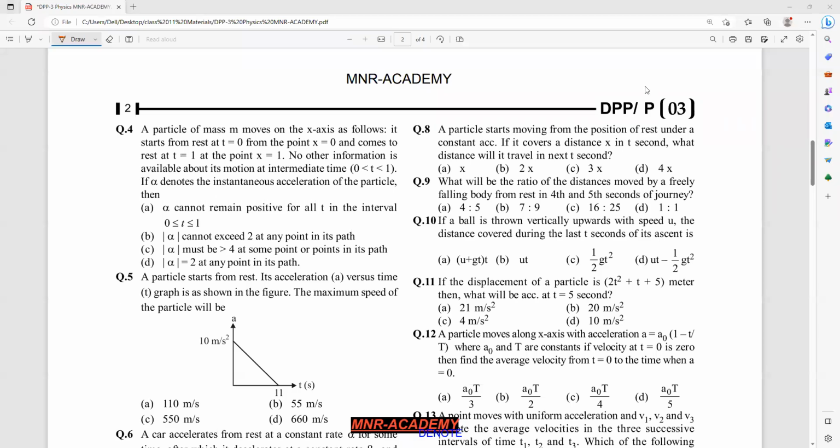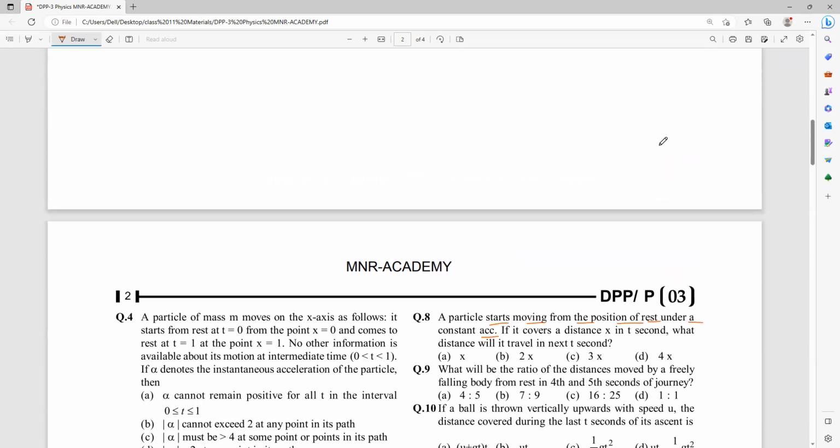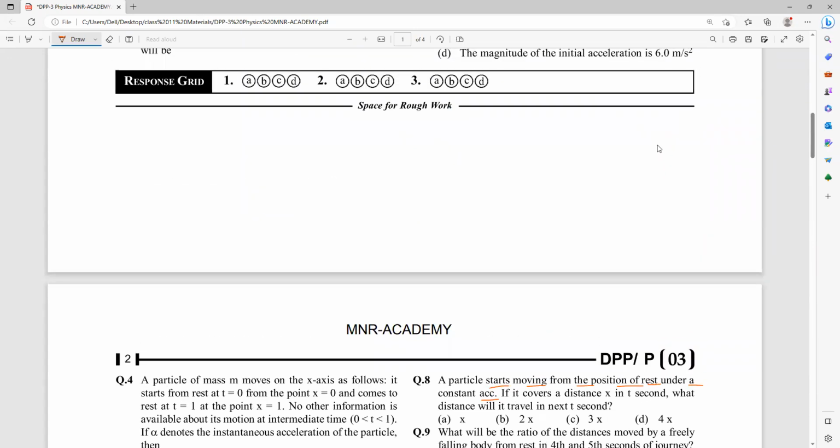If you notice here, a particle starts moving from the position of rest under a constant acceleration. We all know that starting from rest means something is zero. Can you tell me what that is, everybody? Initial velocity. Initial velocity is zero. Of course, initial velocity is equal to 0 meter per second.